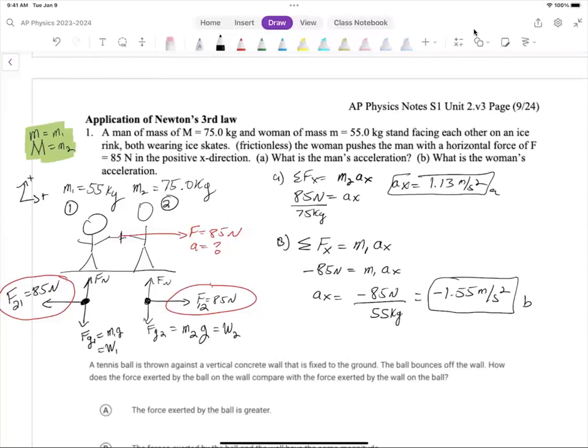I'll go back to the situation with the bug and the car. Everybody wants to tell me that the car is going to put a larger force on the bug. That is not true. Newton's third law clearly states that the force by the bug on the car will equal the force of the car on the bug. Now, because the mass of the bug is so much smaller, that force will create a much larger acceleration on the bug than the acceleration on the car. And that's where the masses come into play.